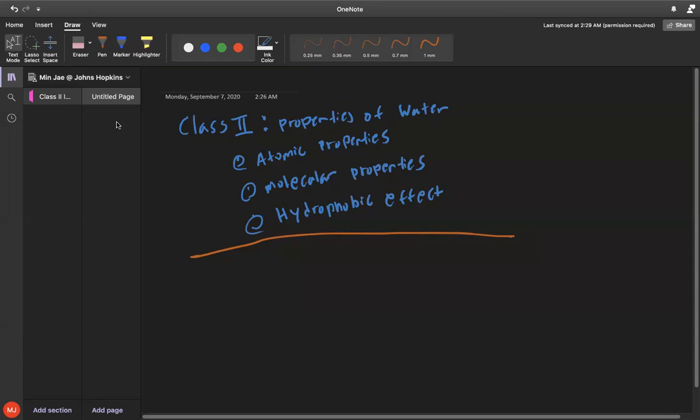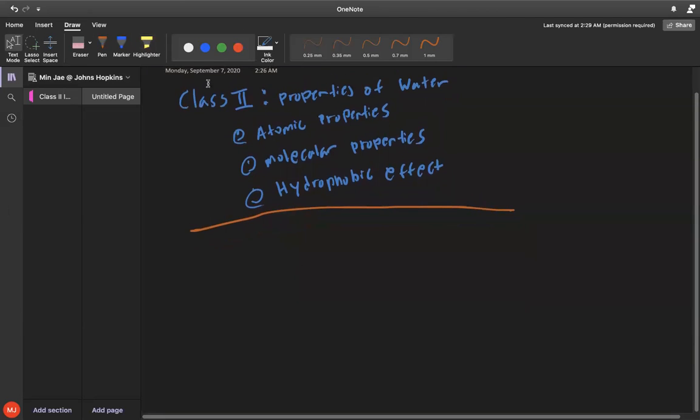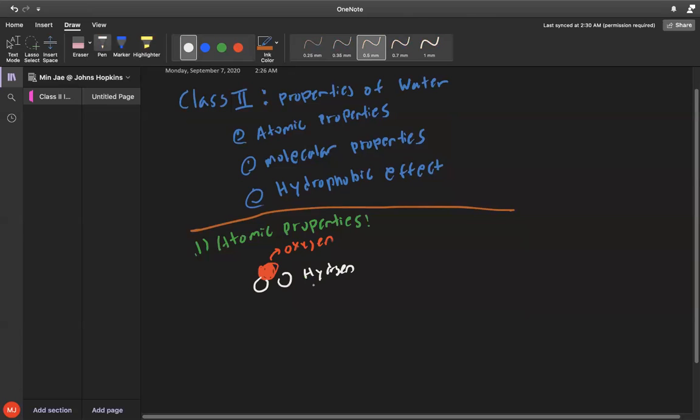All right, so let's start with the atomic properties of water. Atomic properties. Now, like you've seen for example with carbon dioxide from my last video, you may notice that water is also a polar molecule. What that means is that that is our oxygen, and then we have this hydrogen. There are two of them bonded together.